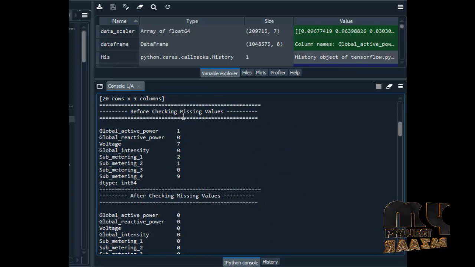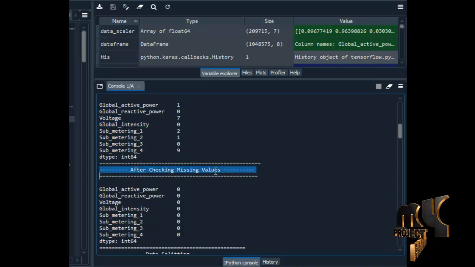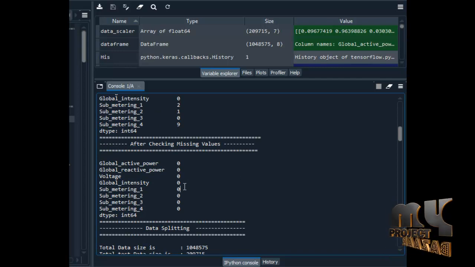Then the pre-processing step, this is the result before checking missing values. These are the counts of missing values. So one means the corresponding attribute contains one missing value, so we need to replace that missing value by zero to avoid wrong prediction. Zero means there are no missing values in that particular column. After checking missing values, we replace all missing values by zeros.